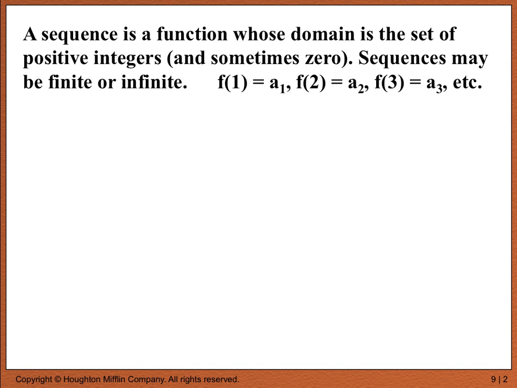f of 1 equals a1, meaning the first term. f of 2 equals a2, or the second term. f of 3 equals a3, or the third term, etc. These are called terms, and a1 is the first term and an is the last term or the specified term. Again, this will become clear with the examples, but I'm starting with this just so that you get used to how sequences are written.